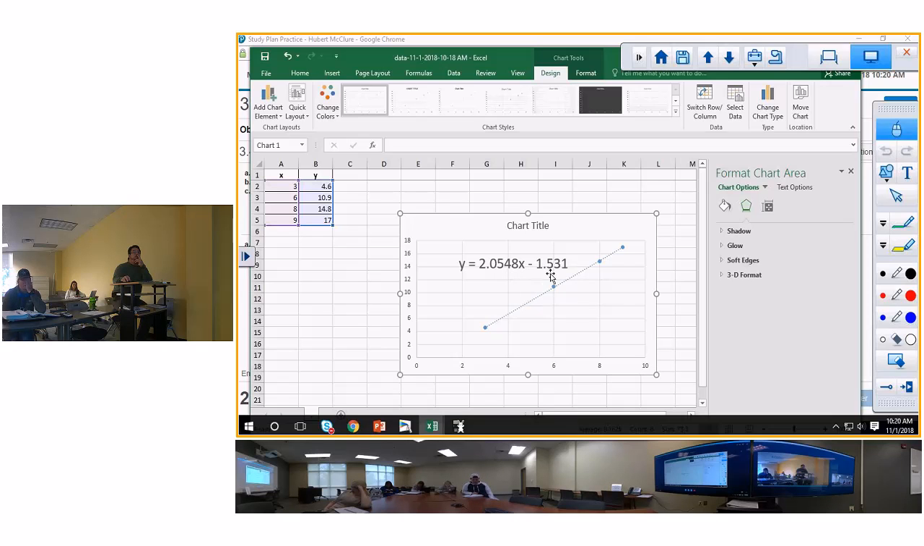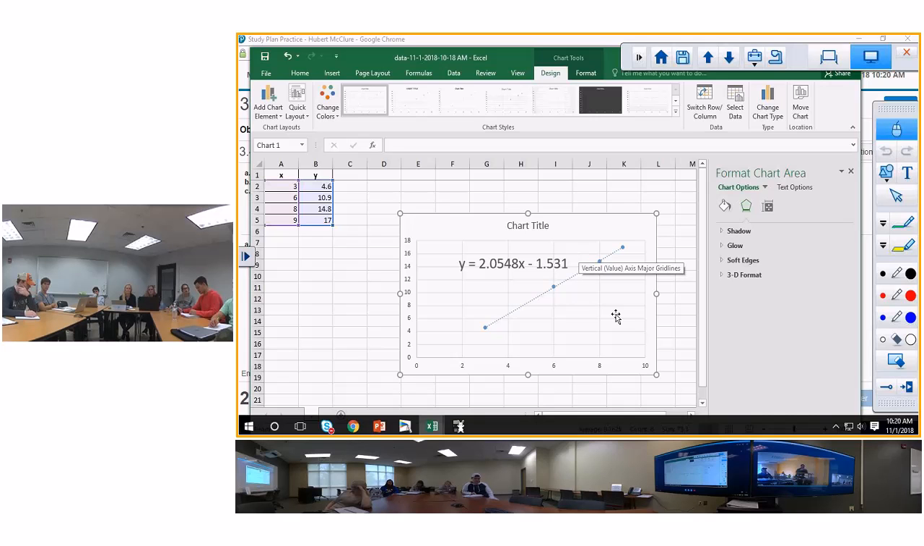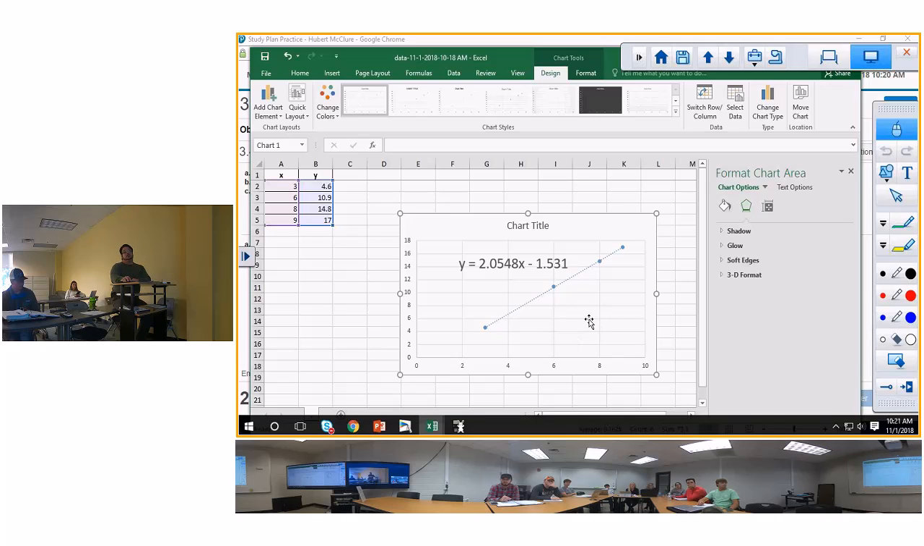2.0548x minus 1.531. So easily, y'all good? Oconee, y'all good? Good. Pendleton, the ones that's actually doing it, y'all good? Yes, sir. Mine's off a little bit, but not by much. But it always does that. I don't know if it's programmed different or what.